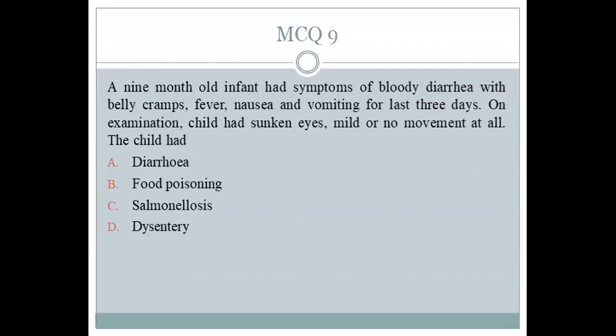A 9-month-old infant had symptoms of bloody diarrhea with belly cramps, fever, nausea, and vomiting. On examination, child has sunken eyes, mild or no movement at all. The child has dysentery, diarrhea, food poisoning, or salmonellosis? Dysentery, 4 days bloody diarrhea.